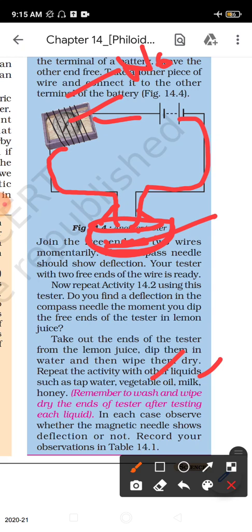Because the milk also contains some water and lactic acid, which is a conductor of electricity, so it will show the deflection. That means milk is also a conductor of electricity, but we cannot say it is a good conductor. It is a poor conductor. Next is honey. Honey is also a poor conductor of electricity. There is a little amount of water present inside the honey, so it will show minute deflection in the needle.